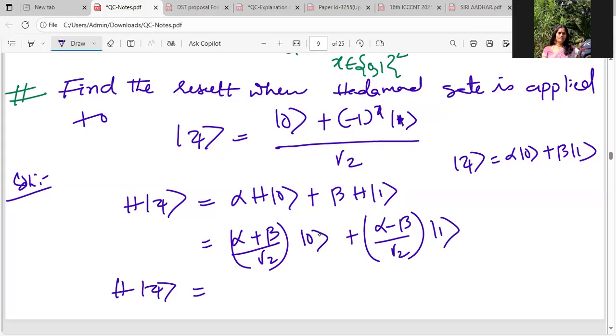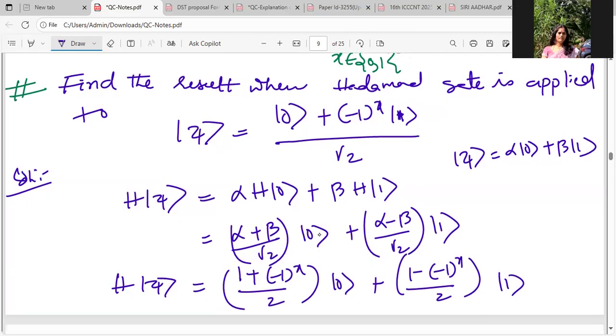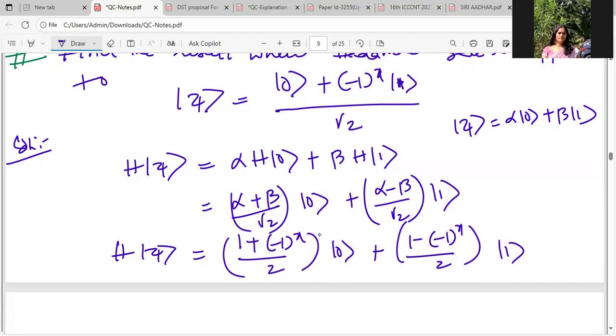Okay, so what happens here? The result would be H ket 0 and H ket 1 would give me what? 1 plus minus 1 power x by 2 ket 0 plus 1 minus minus 1 power x by 2 ket 1. How is it? Just see, guys. In the place of alpha, I have 1. In the place of beta, I have minus 1. Here I have 1. I have minus 1 power x. So, it's alpha plus beta and alpha minus beta.